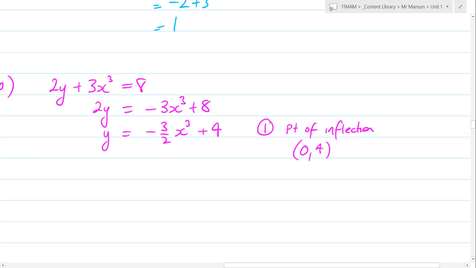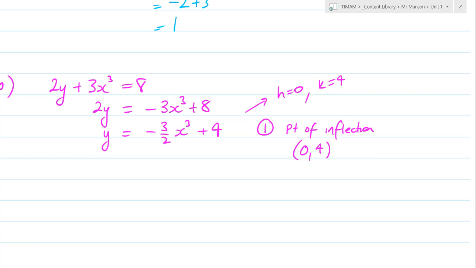Okay, so for those people that are just talking at the moment, you might want to pay attention to this bit. In this case, note that this function has an h value of 0 and a k value of 4. So the whole function has been translated up by 4. That's what this 4 does. But there is no h value, so it's not being translated left to right. The point of inflection is at 0, 4.